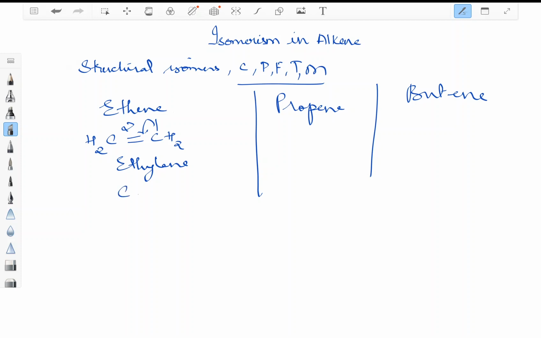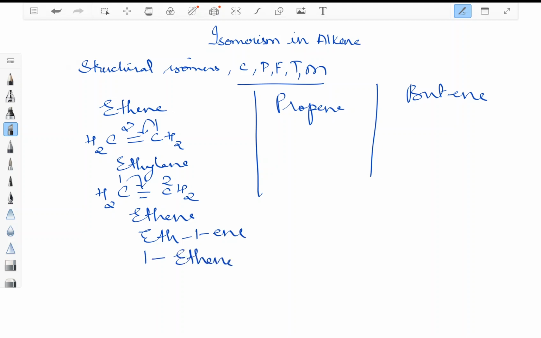If I write one more structure, C double bond C with H2 and H2, and I number from the left side, even this structure also has first position for the double bond. So even here the name is ethene. It can also be written as eth-1-ene, or 1-ethene. This is how it is named using IUPAC nomenclature. So there is no evidence of any structural isomerism in ethene.